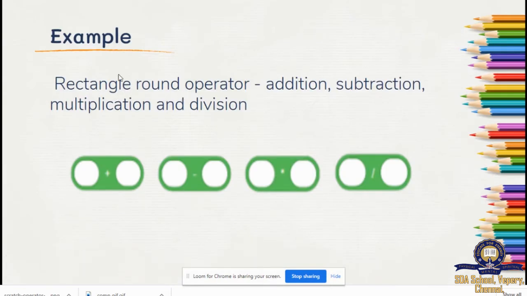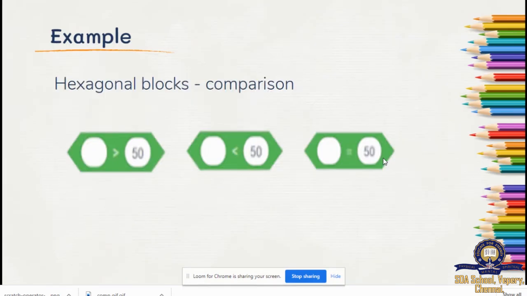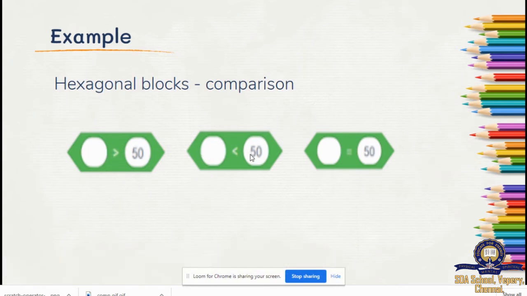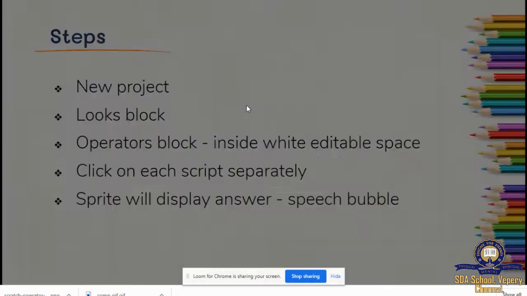The rectangle round operator is used for addition, subtraction, multiplication, and division. In computers, you use the asterisk symbol for multiplication and the slash symbol for division. Hexagonal blocks are used for comparison. Some number greater than 50, some number lesser than 50, or 50 equal to 50. For this also we use the hexagonal block.